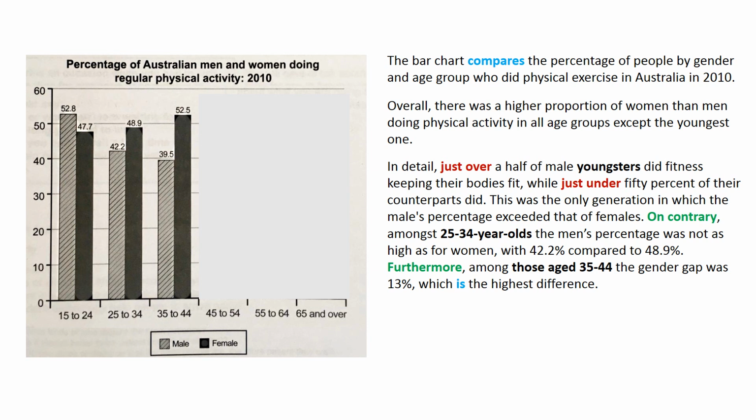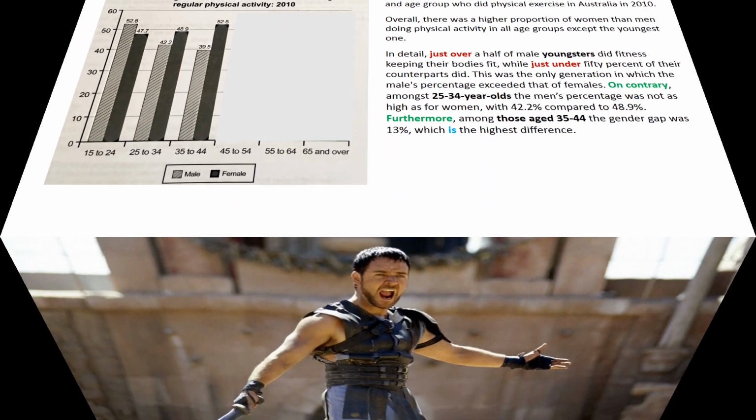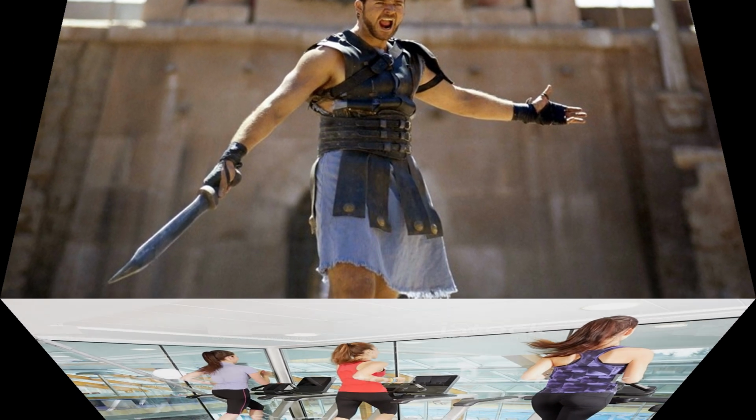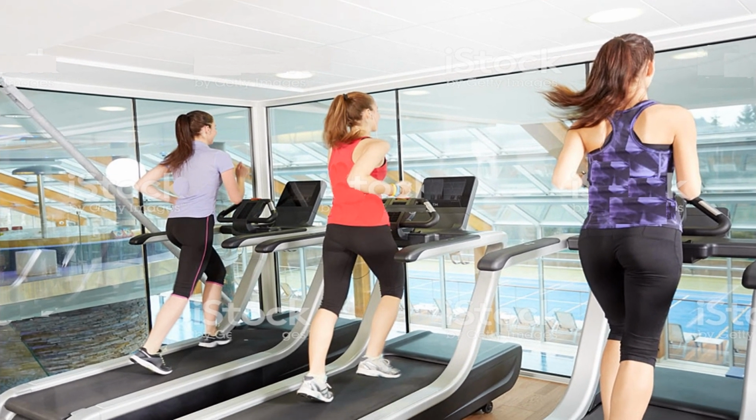For example, on the contrary links to contrasting ideas, and the word furthermore is used to add a point which is more important than the first idea. In this case, I'm saying that the second point after furthermore is more important than the first point, because males were always physically active in history. But in Australia, in 2010, there was a higher proportion of women than men doing physical activity.